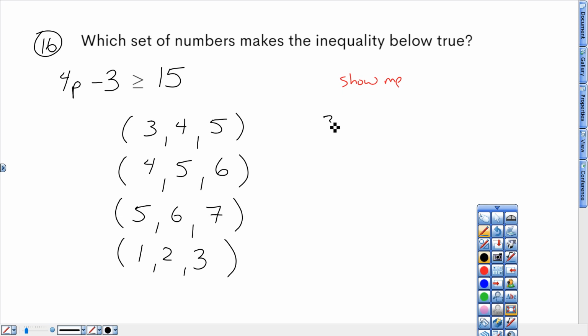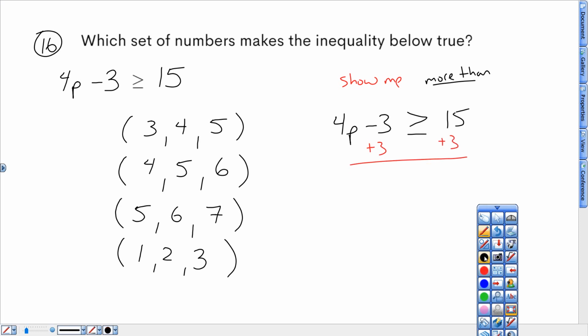I got 4p minus 3 is more than or equal to 15. So to solve this, I'm going to add 3 to both sides. That will give me 4p is more than or equal to 18. And then right there I divide by 4.